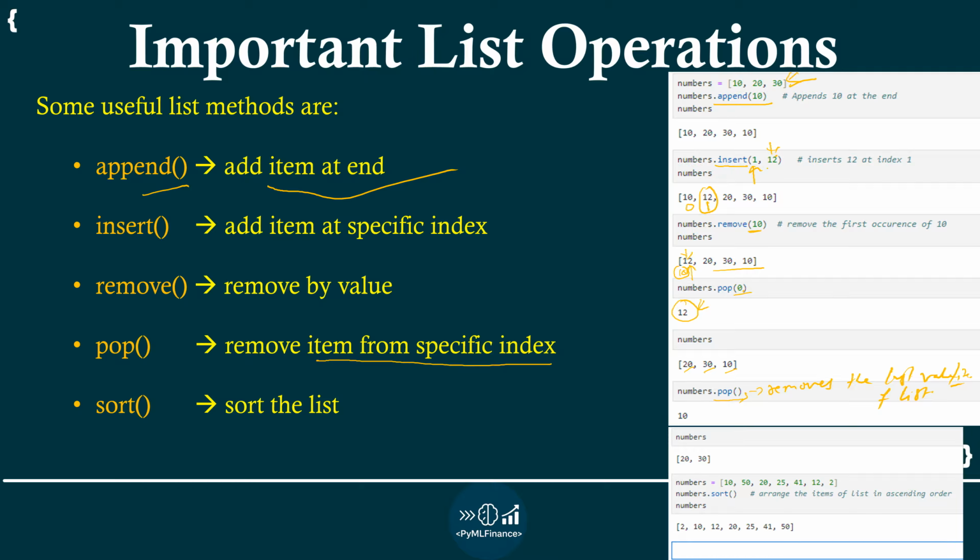We have sort method used to sort the list. So let's say you have a list 10, 50, 20, 25, 41, 12 and 2 and you want to sort this list. So you can use dot sort method and the list is sorted here. All right.